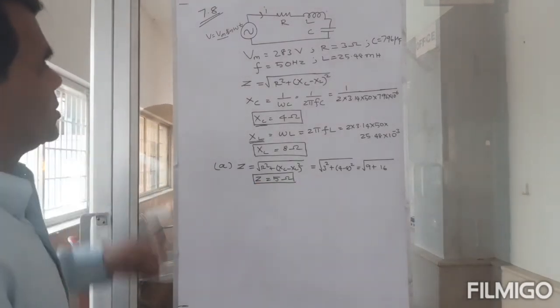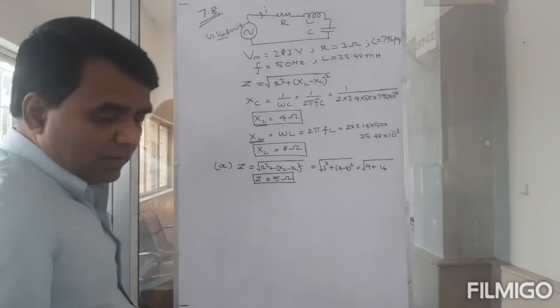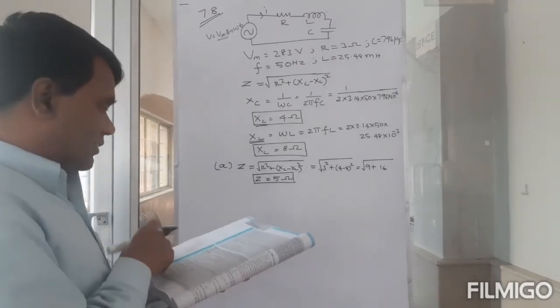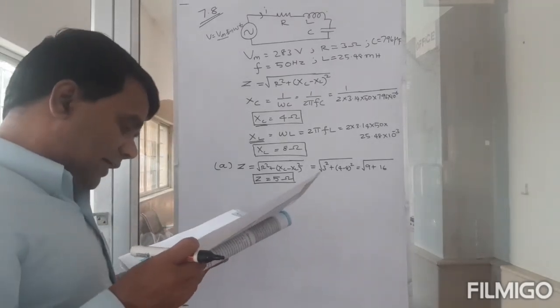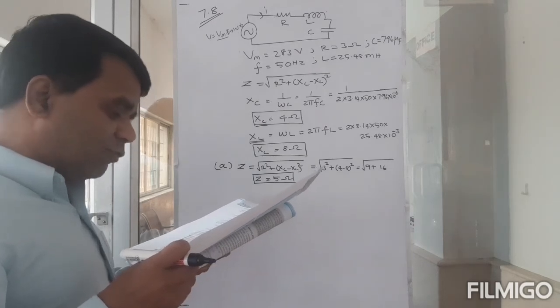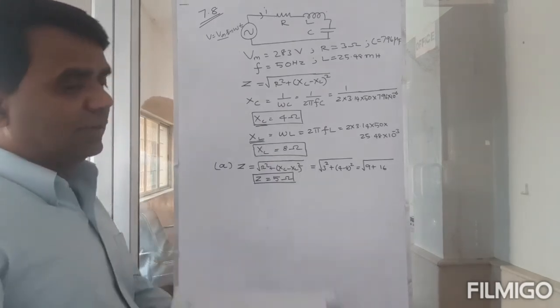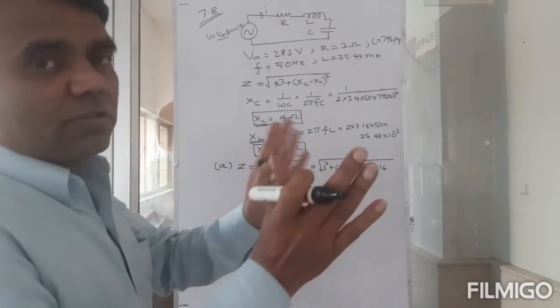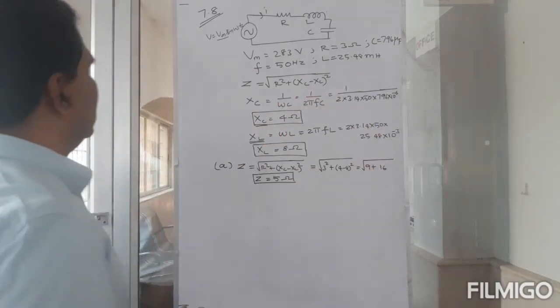Impedance is 5 ohms. Okay? And then what is the second part? The second part is the phase difference between the voltage across the source and the current. Okay? So the phase difference between the voltage and the current.